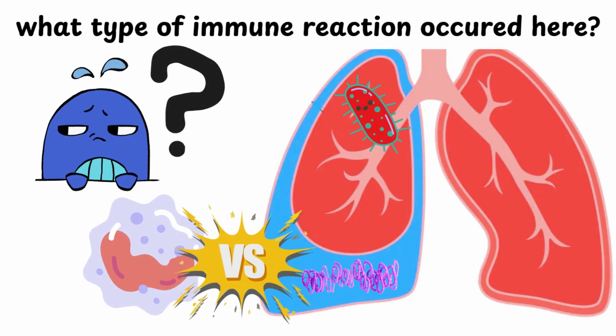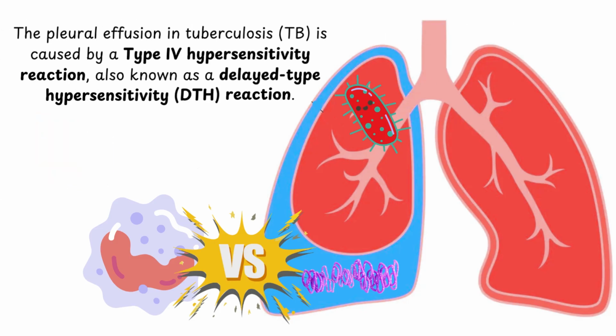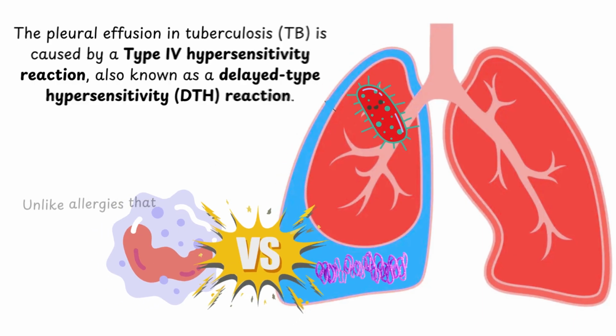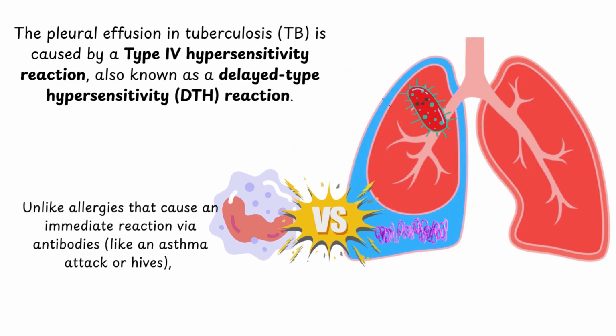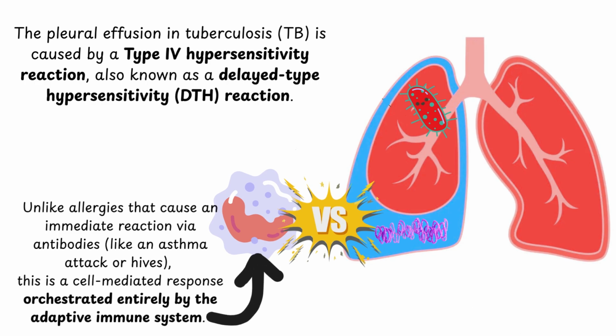So, what type of immune reaction occurred here? The pleural effusion in tuberculosis, TB, is caused by a type 4 hypersensitivity reaction, also known as a delayed type hypersensitivity reaction. Unlike allergies that cause an immediate reaction via antibodies, like an asthma attack or hives, this is a cell-mediated response, orchestrated entirely by the adaptive immune system.